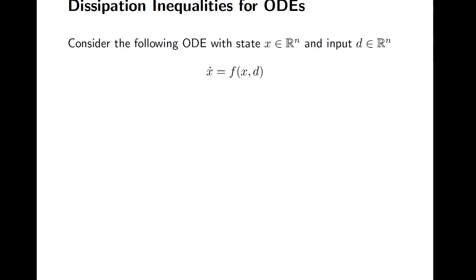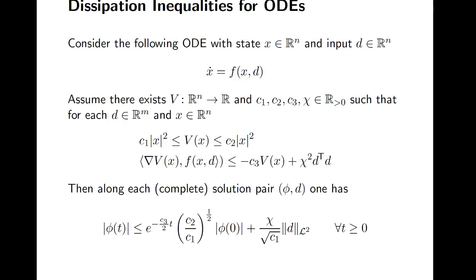Okay, so let me connect with all of this. The problem is analogous to this. We have a nonlinear system with state x and input d, all in Euclidean space. It's a finite dimensional system. Then if you assume that there exists a function V and these four constants, such that for each d and for each x you have these two inequalities satisfied, then along each complete solution pair of the system you get a bound like this, okay? This is what we want to replicate for the class of PDEs we have. Essentially, we want to parallel this result.